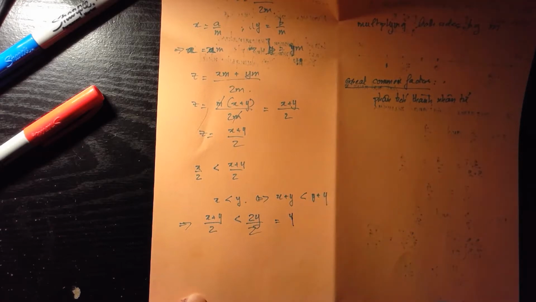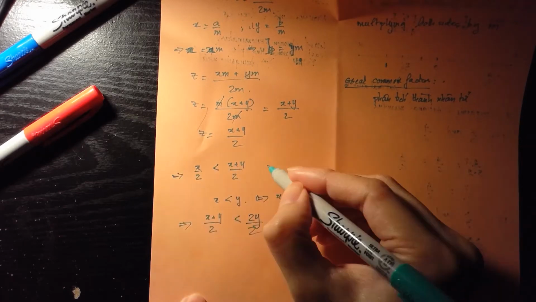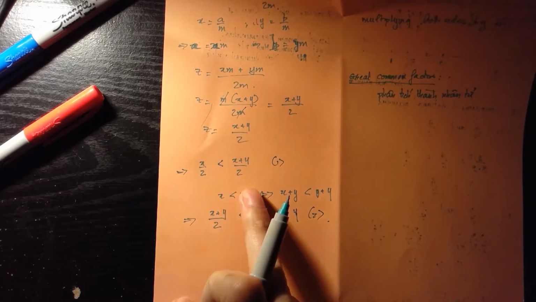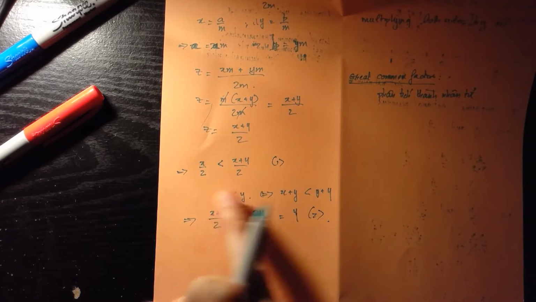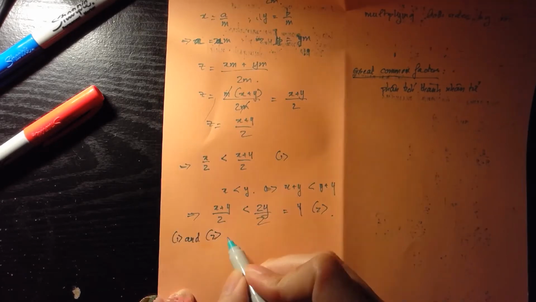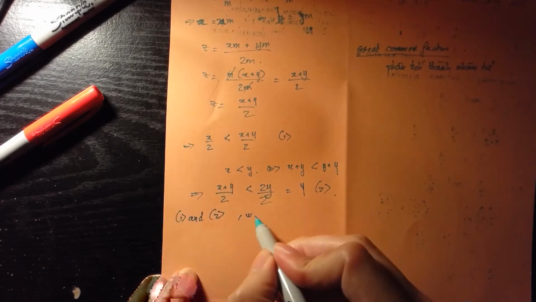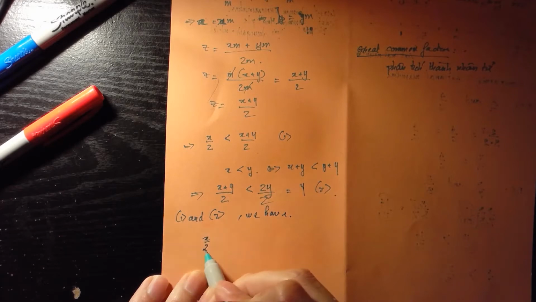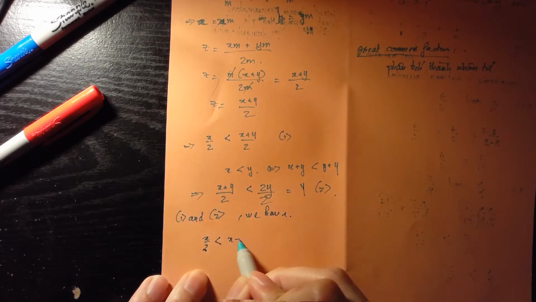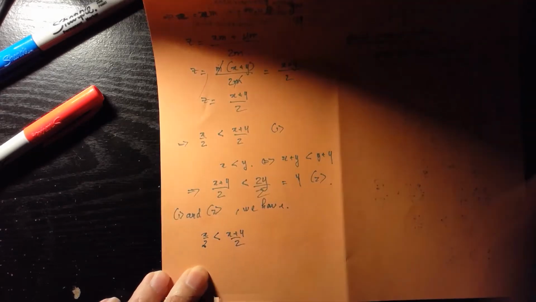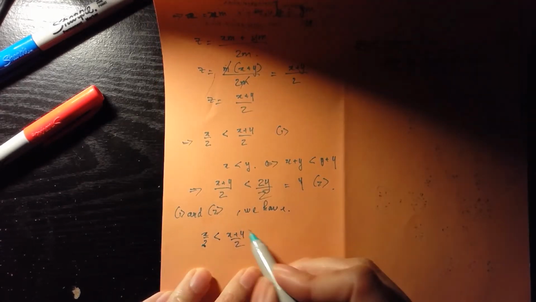So from this and this, from 1 and 2, we have x over 2 less than x plus y over 2, and less than y.